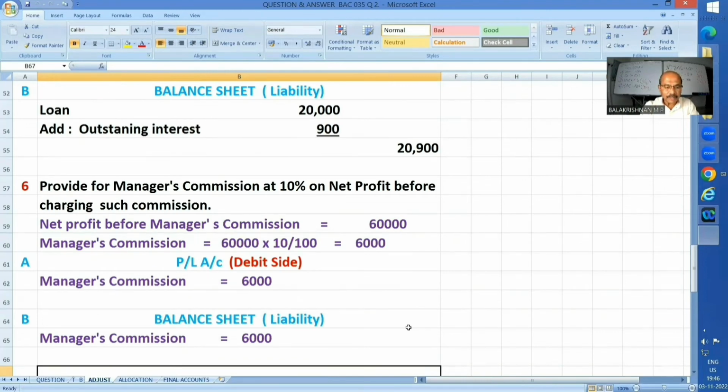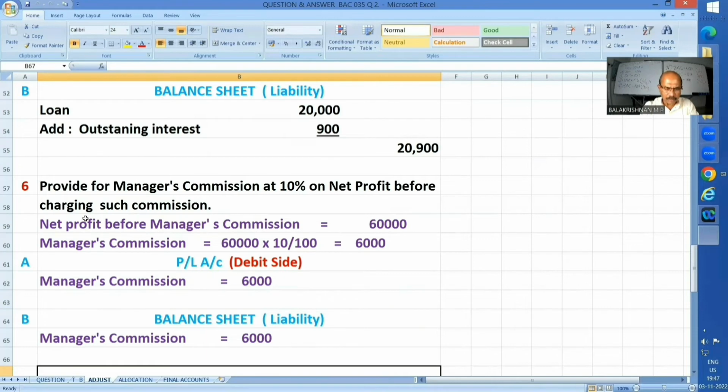Next one, provide for manager's commission at 10% on net profit before charging such commission. Mind, student, read carefully. Before charging such commission means a straight case. It is not rate upon 100 plus rate. It is just rate by 100.